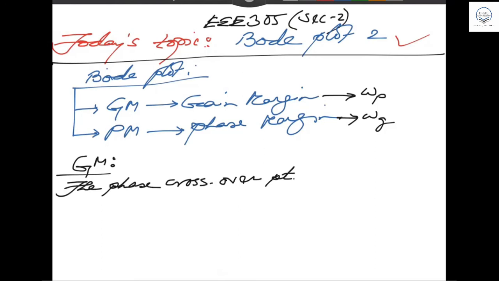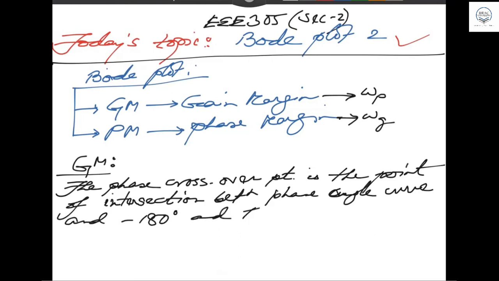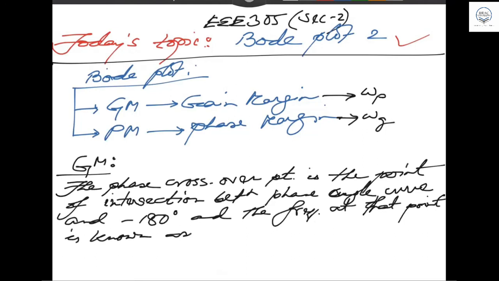So the phase crossover point is the point of intersection between the phase angle curve and minus 180 degree, and the frequency at that point is known as the phase crossover frequency.